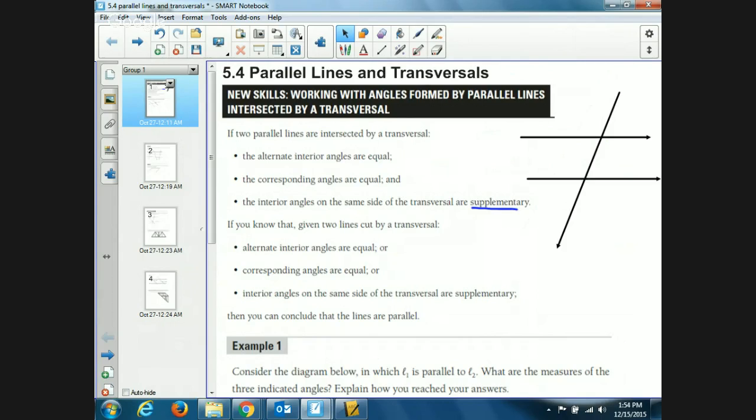So, as long as you know that given two lines cut by a transversal, alternate interior angles are equal, corresponding angles are equal, or interior angles on the same side are supplementary, then you know that the lines are parallel. You need one of these three rules, this one, or this one. One of these three facts has to be true. And then you can say that the lines are parallel, okay?